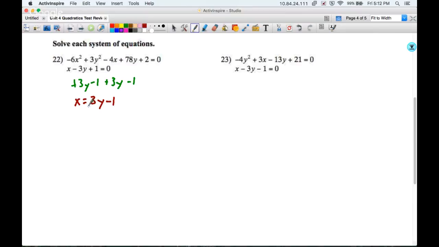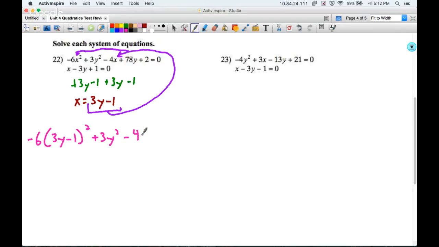Once we've got it like this, I'm going to take that 3y minus 1 and plug it in both of the places I see an x. So right there and right there. Okay, no, we got to write this down. It's going to be pretty long, but we'll simplify it pretty quickly. Negative 6 times (3y minus 1) squared plus (3y) squared minus 4 times the quantity 3y minus 1 plus 78y plus 2 equals 0.